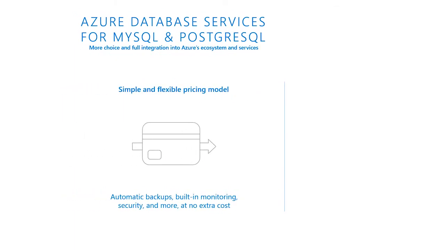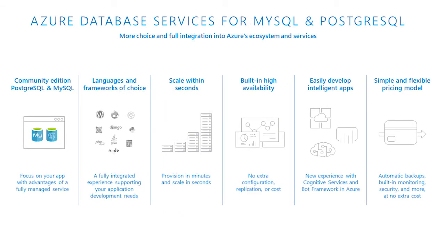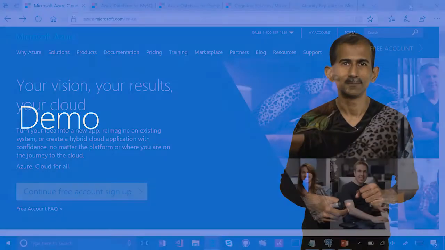And finally, you have got a very simple and flexible pricing model, where much of what we talked about, like security, high availability, comes built in, and you can take advantage of that with no extra cost. So now that you have a good idea of what these services bring in, let's dive in and take a look at a couple of capabilities in action.